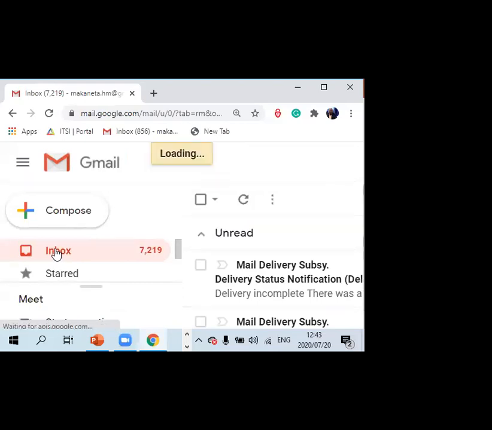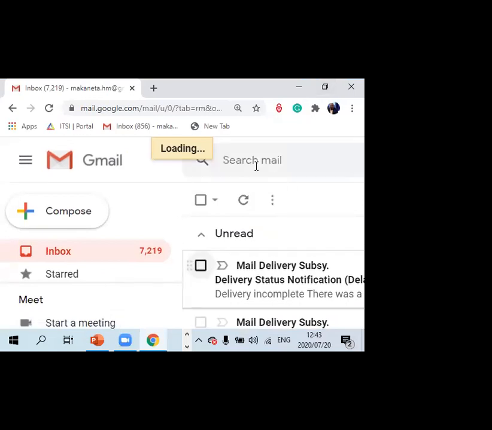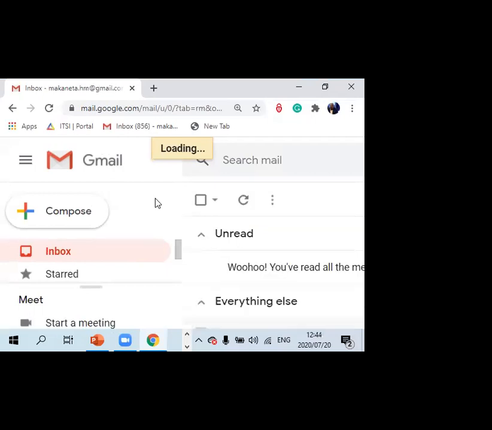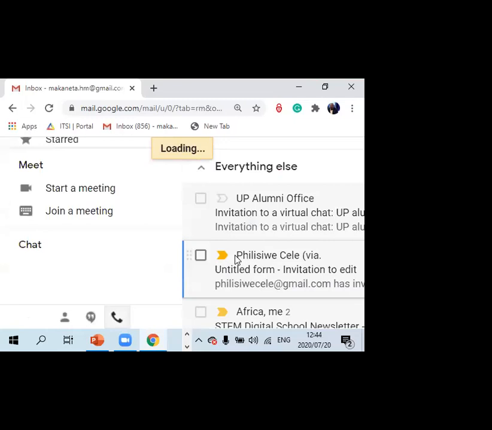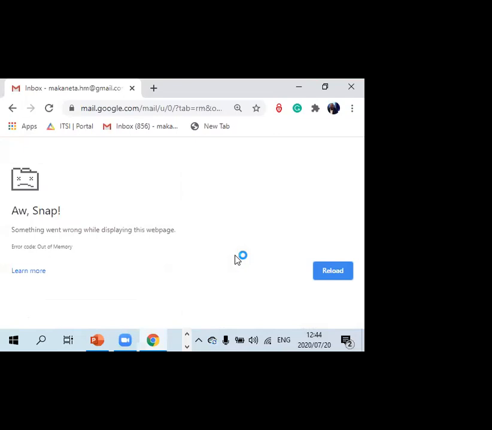Right. Basically, I wanted to show you how it will look, but it doesn't. I don't seem to find it here on the screen. I'm sure even the network is becoming a problem.